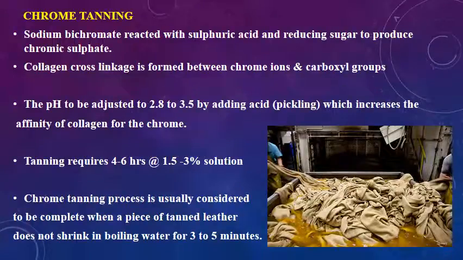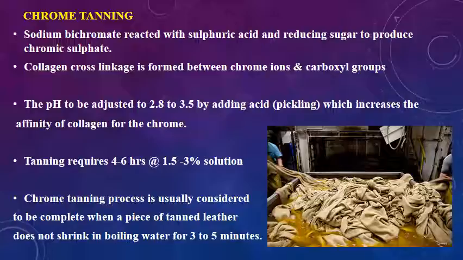Now we will discuss about the chemical tanning or chrome tanning. Here sodium bichromate is reacted with sulfuric acid in presence of reducing sugar to produce chromic sulfate, which is also called as chrome ion. So this chrome ion plays the important role for actual tanning. So collagen cross linkage is formed between chrome ions and carboxyl groups of the proteins. As I said earlier, the pH to be adjusted to 2.8 to 3.5 by adding acid, that is in the pickling, that is the preparation for chrome tanning, which increases the affinity of collagen for the chrome.